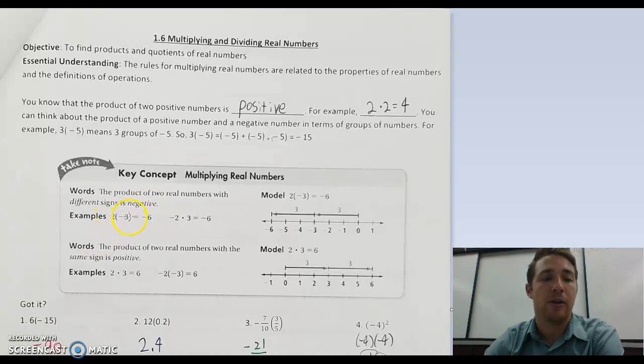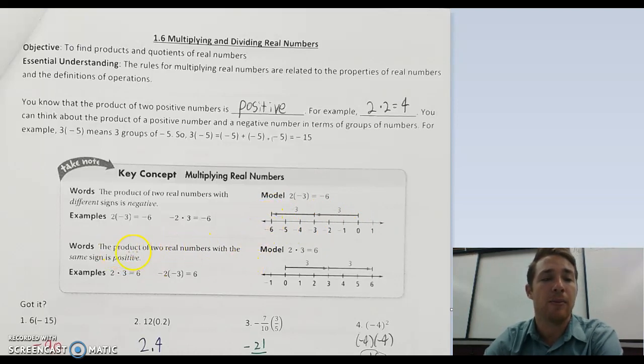So positive times a negative, I end up with a negative. Or if I switch that, negative times a positive, negative. As long as I have one of each sign, our result is negative. And we have our model here, so we can see why that is the case. Again, 2 negative 3s becomes negative 6.